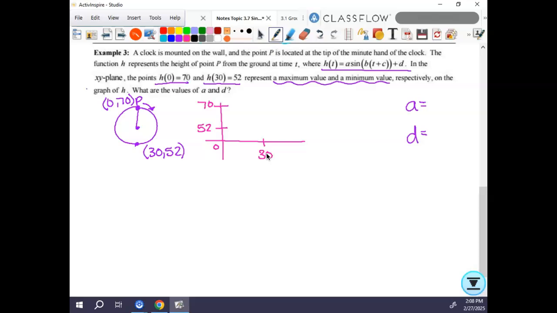Just like with a graph, with an equation, the first thing I'd like to look at is D. Alexa, what does D represent in my function? Yeah, it's okay. You can help her. The midline, good. D is the midline. So this right here, that's D, right?